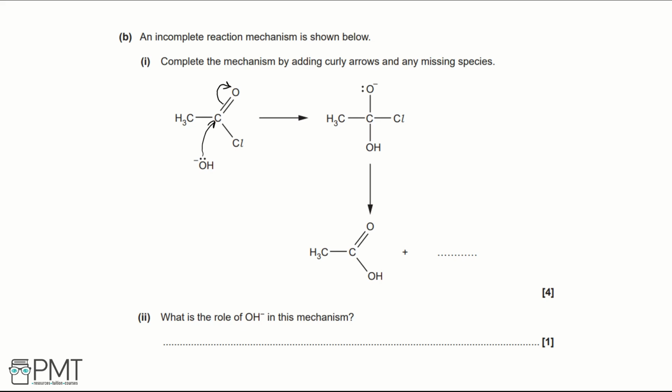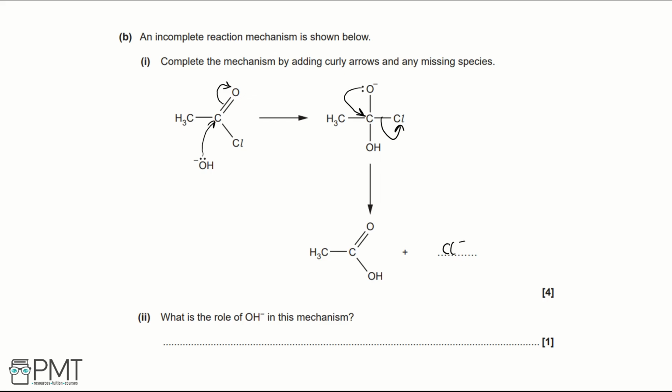Then looking at our product, which will help with the curly arrows in our intermediate. In the product we have no Cl, so that means we're going to produce Cl minus. In order to do this, we would have a curly arrow from the carbon Cl bond to the Cl, and we've reformed our carbon double bond oxygen, so we need a curly arrow from the centre of the oxygen to the carbon, and that would reform our carbon double bond oxygen.